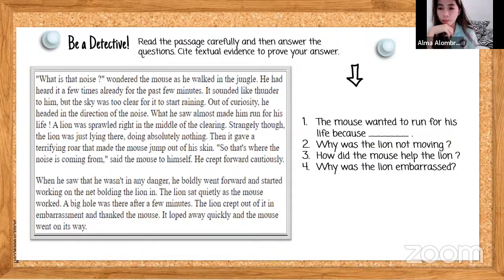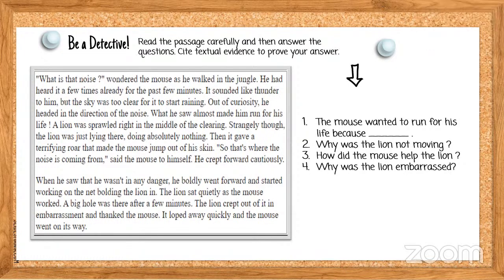So question number 4, who can answer this one? It's not mentioned, but you can analyze it. Why was the lion embarrassed? Should he be embarrassed that someone is helping him? He's the king of the jungle. Even just the sight of him could make any animal shiver in fear. Yes, Carla.